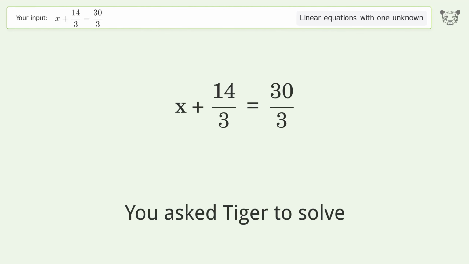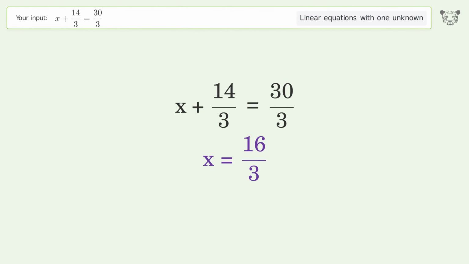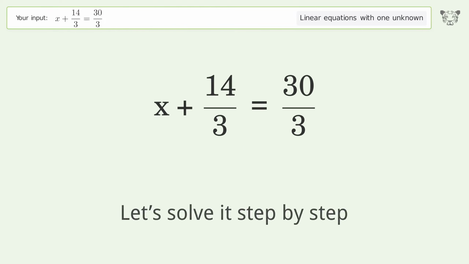You ask Tiger to solve. This deals with linear equations with one unknown. The final result is x equals 16 over 3. Let's solve it step by step.